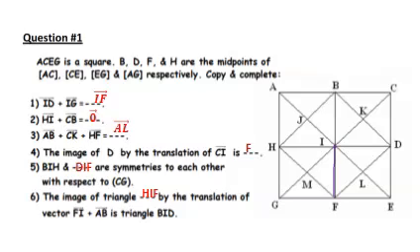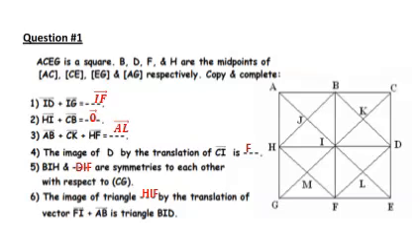Okay, now HI plus CB. This is HI, this is CB. As you can see, those are two vectors that have opposite direction and they have the same magnitude, so their addition is 0.